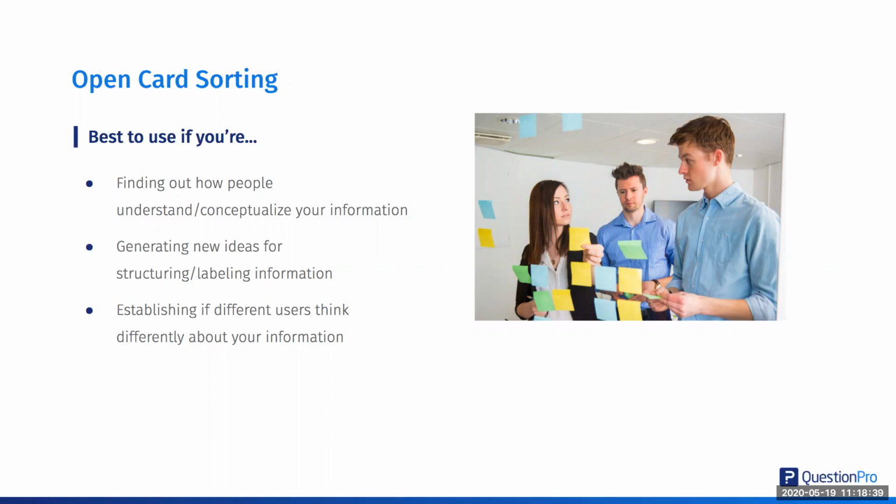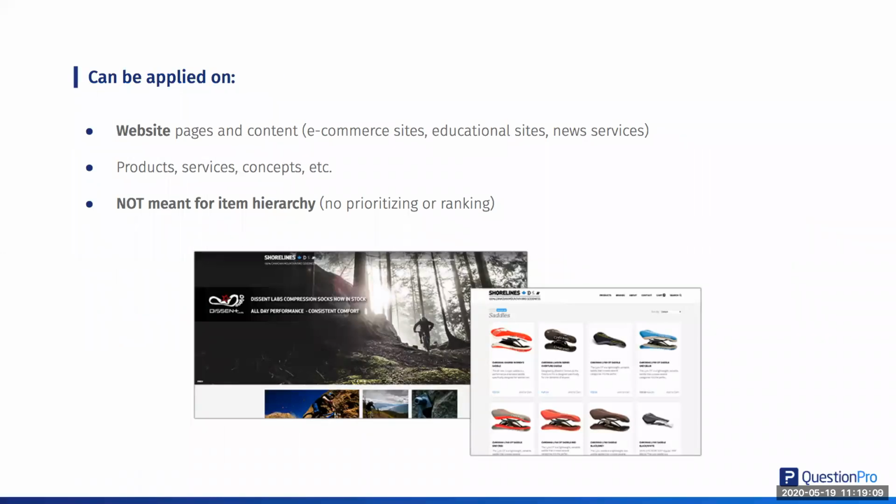And this is great too if you're working on a website, and if you want to compare the current website you have to your competitors, or what your customers come up with. You can create a card sort with current website topics, or find out if website structure matches up with how people organize the same information, or you can get new ideas for how to structure a new site. So you can apply this to web pages and content. That includes e-commerce sites, educational sites, news services, anything like that.